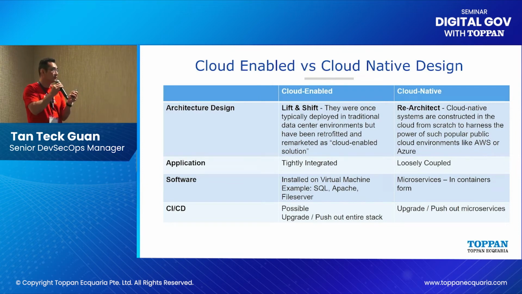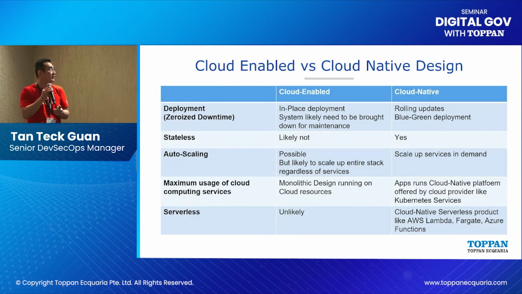For cloud enabled, your application will likely be tightly integrated, all packed into one. That means if you want to do an upgrade, you have to bring down the entire stack and then relaunch again. But cloud native is likely to be loosely coupled, like running microservices. For software, with cloud enabled you'll be more like running and installing your middleware on the VM, like your SQL, your Apache, your file server, and any other server. For cloud native, it's more like microservices in container format. So for cloud enabled, can you use CI/CD? Actually, maybe yes. But in doing so, you're upgrading the entire stack and pushing out the entire stack, instead of pushing out microservices or pushing updates only to the services that need to be upgraded.